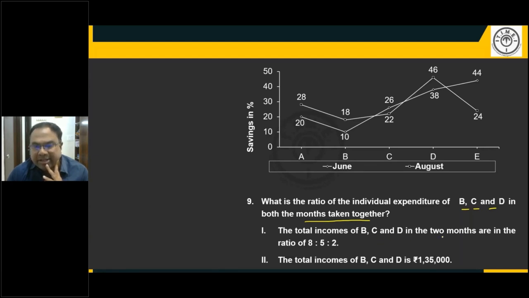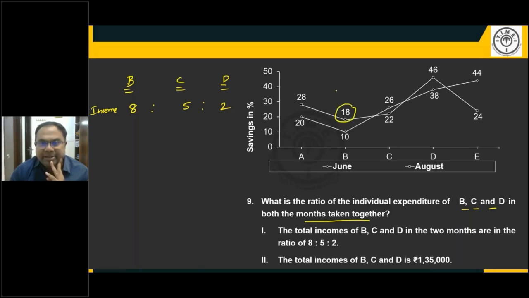Total incomes of B, C, D in 2 months are, okay, B, C, D. What is their income ratio? 8:5:2. Okay. I need to find out the ratio of their individual expenditures, right? So I know the ratio of their incomes. So I need to find out their expenditure. Now look at in both the months taken together. Look at B. What is expenditure? My income is the same.